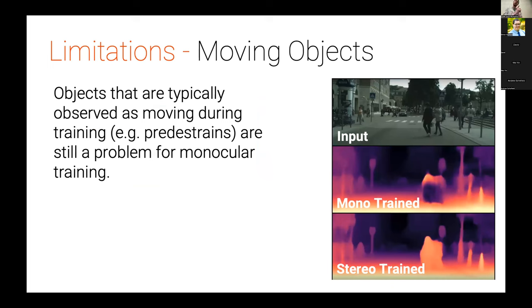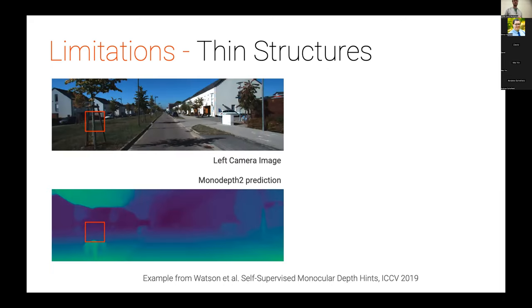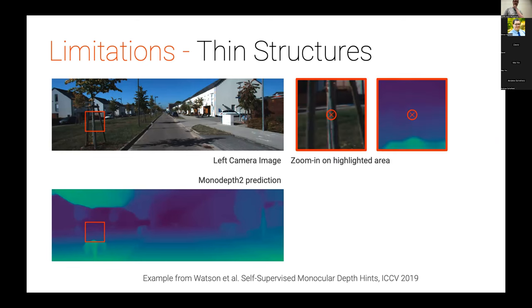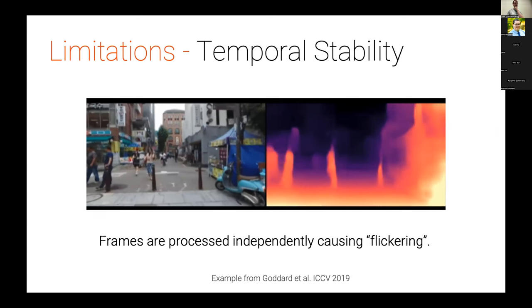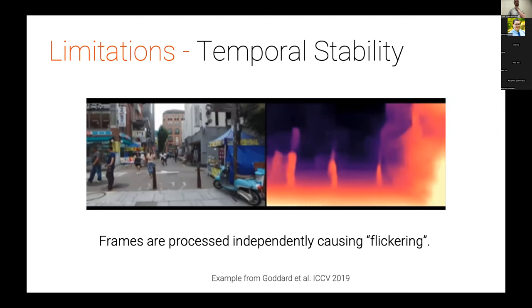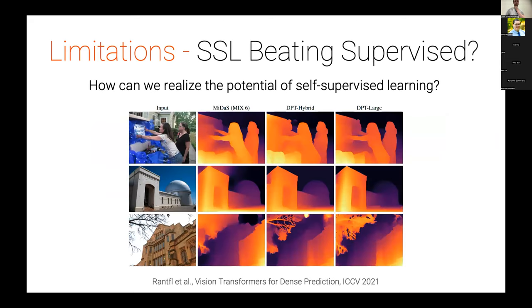Moving objects are obviously also just a big issue for self-supervised methods. There's been a whole bunch of work on using semantic predictions to basically mask out the kinds of things that tend to move, and a whole bunch of other work on trying to estimate motion models for objects in the scene, but this is still an active problem. Thin structures are still quite a challenge for self-supervised methods. And temporal stability, again, is a challenge, although it is something that's under a lot of extensive work.